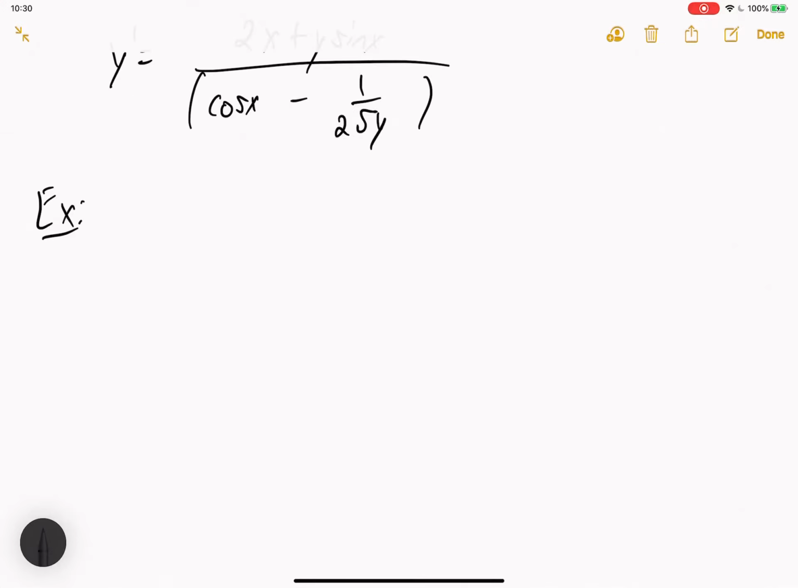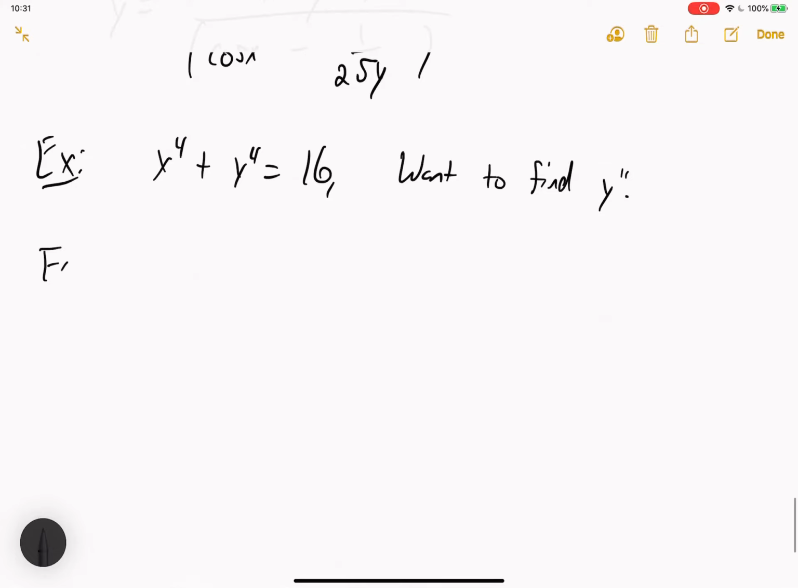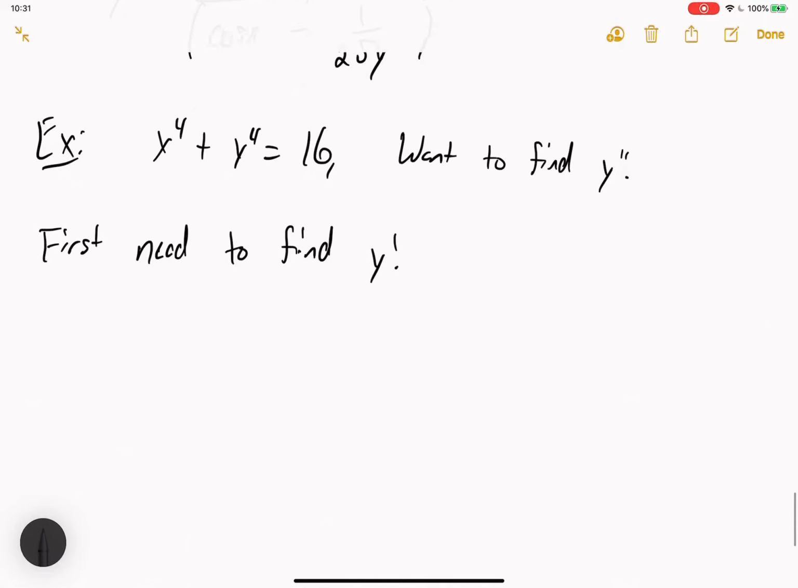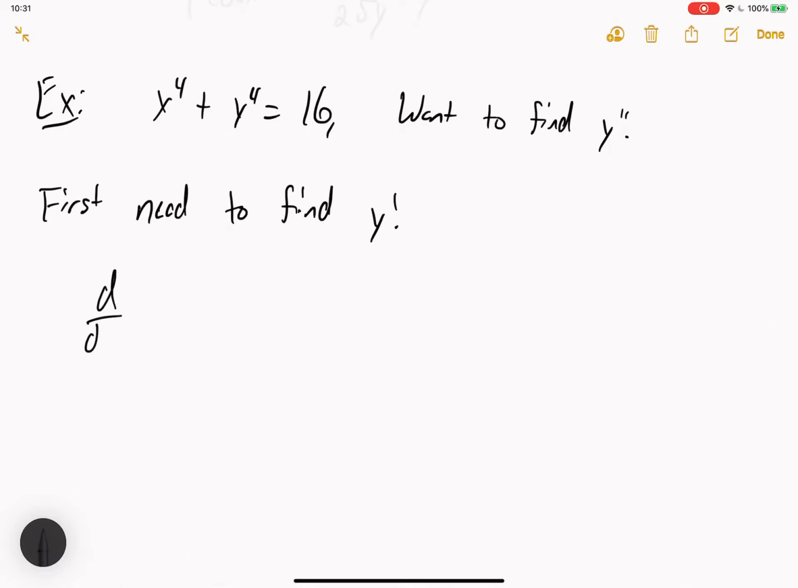But let's do another example. So let's do x to the fourth plus y to the fourth is equal to 16, and we want to find y double prime. So the first thing we need to find is y prime. All right, so remember that's going to be d/dx of x to the fourth plus y to the fourth is equal to d/dx of 16.